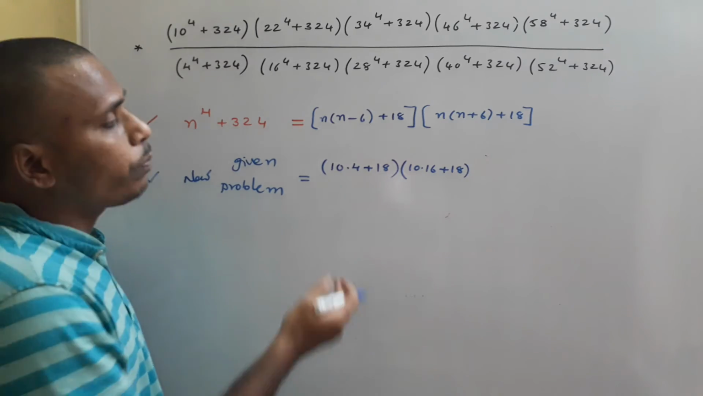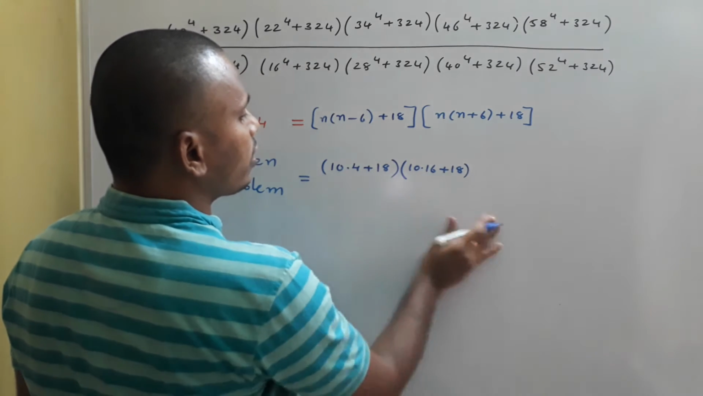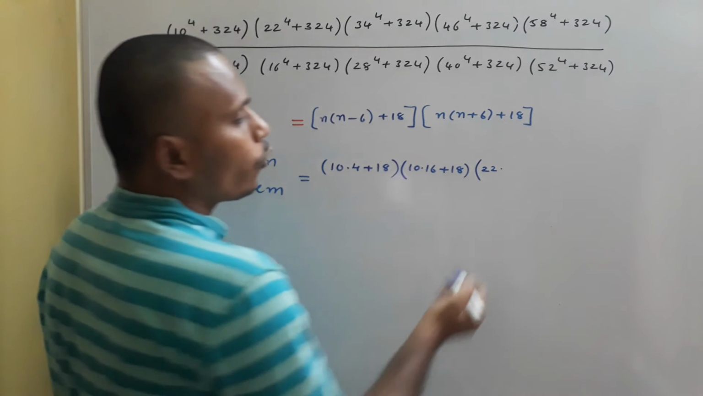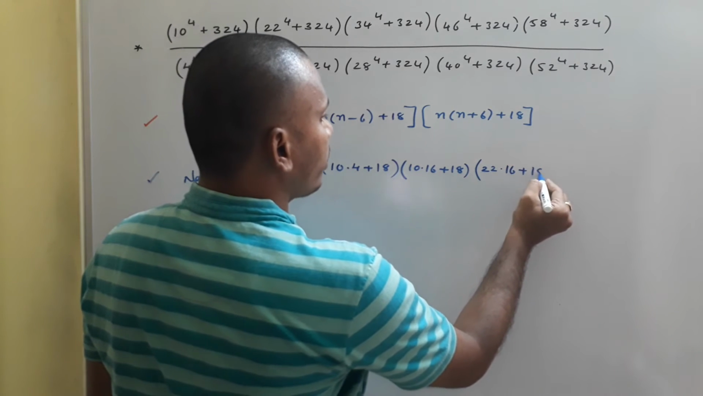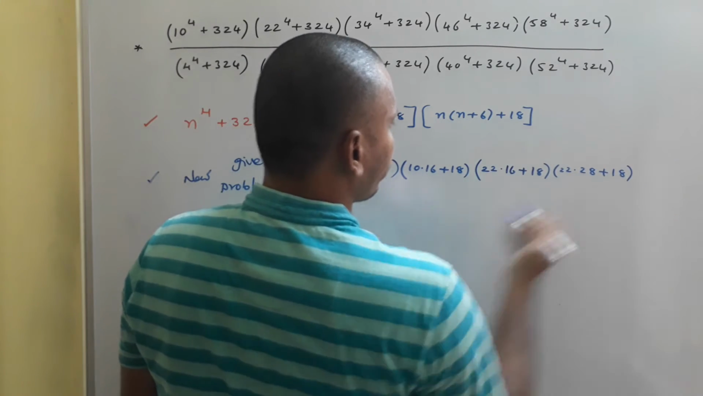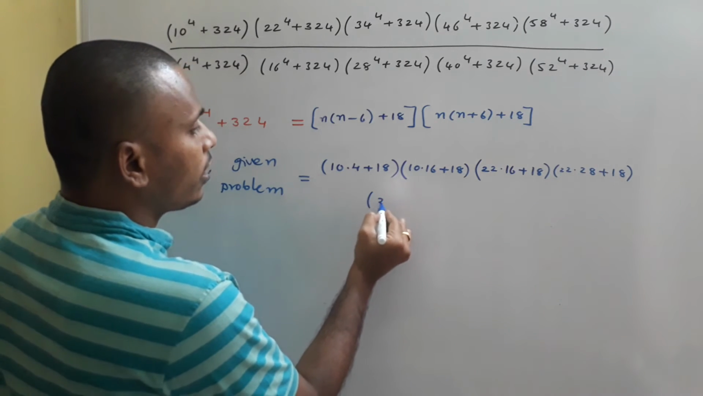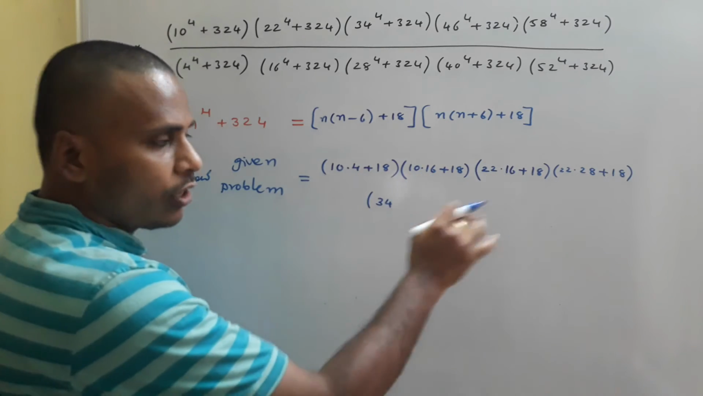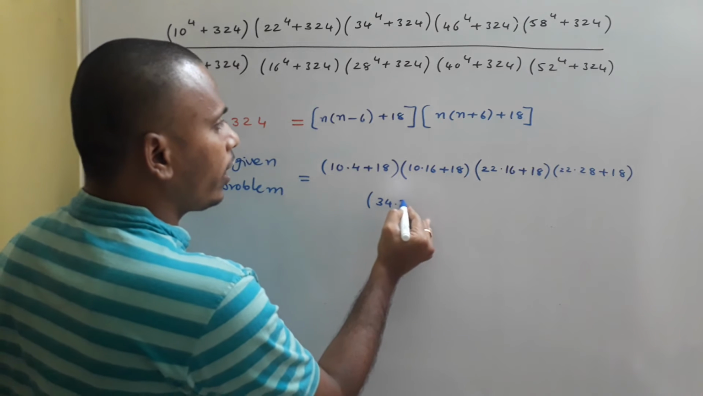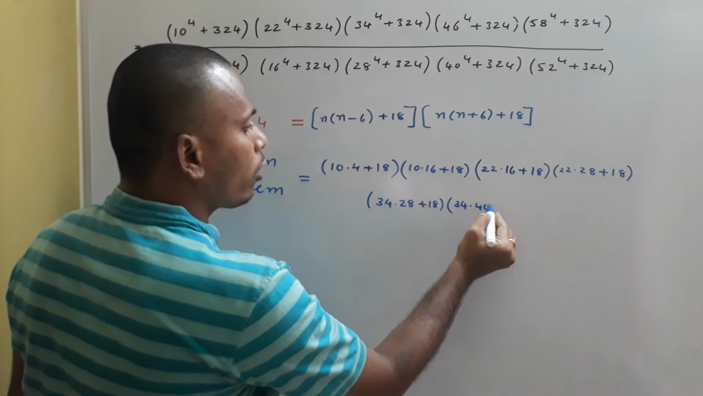In the same way, you need to write each and everything. So now 22 power 4. This is nothing but you need to replace n with 22. 22 into 22 minus 6, 22 minus 6 is 16 plus 18 into 22 into 28 plus 18. And the next thing, 34 power 4 plus 324. And that is 34 into 34 minus 6. What is 34 minus 6? It is again 28, right? 34 into 28 plus 18 into 34 into 40 plus 18.